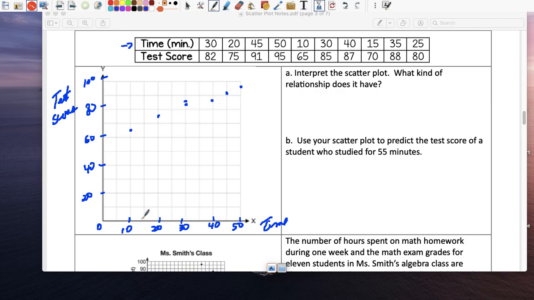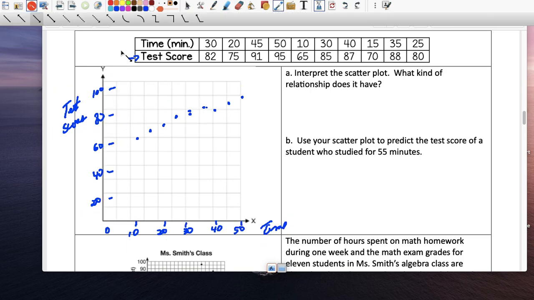If you study for 15 minutes, the test score is a 70. If you study for 35 minutes, your test score will be an 88, right here. And if you study for 25 minutes, your score is an 80, right here. Well, I see a correlation here: strong, positive.